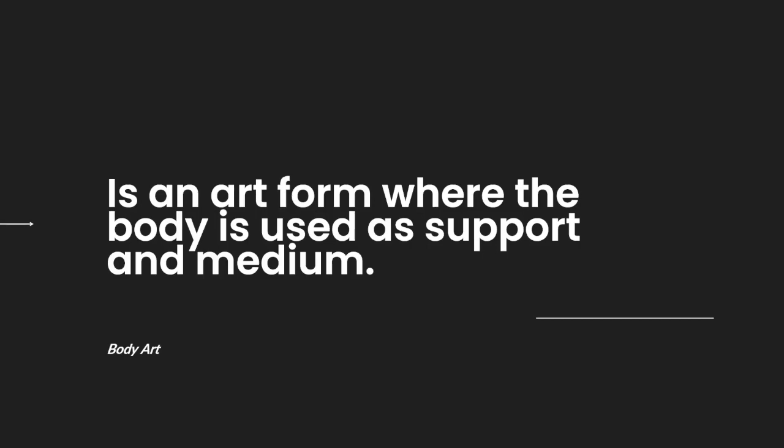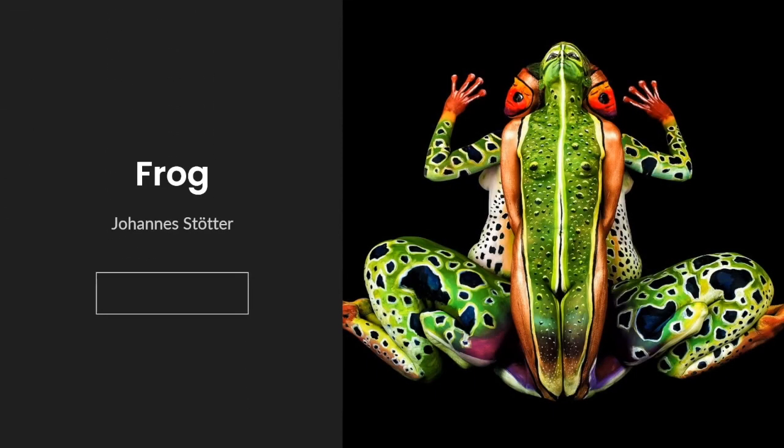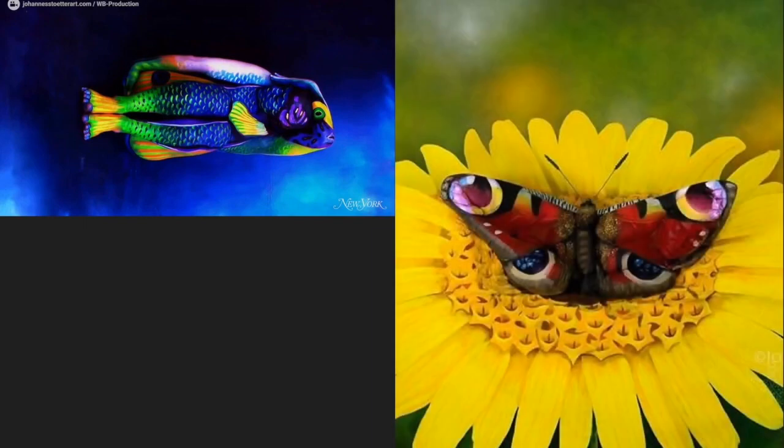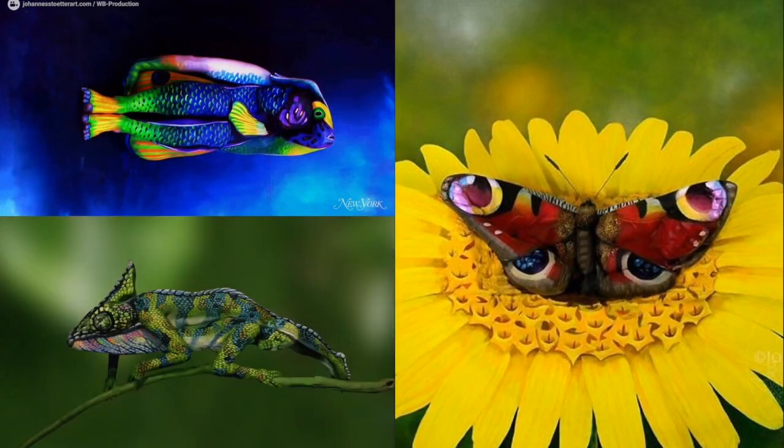An artwork by Johannes Stotter in 2013 entitled The Frog, using 5 models, made a breakthrough in the realm of painting and body art. Rather than using a static or typical canvas, Johannes uses the body of models to bring his artwork to life. This enhances the connection between the artist, the person, and the art form.